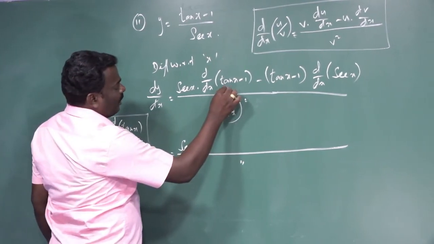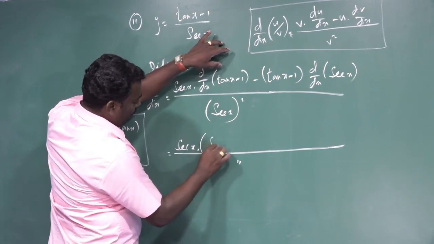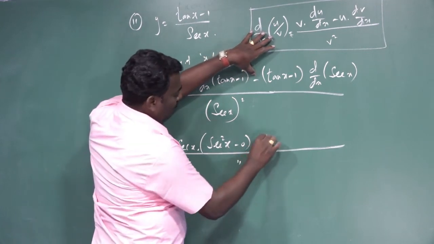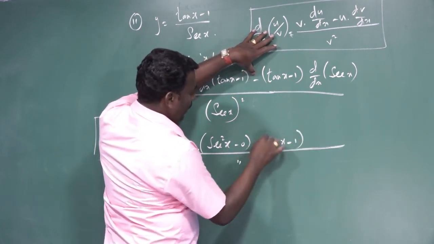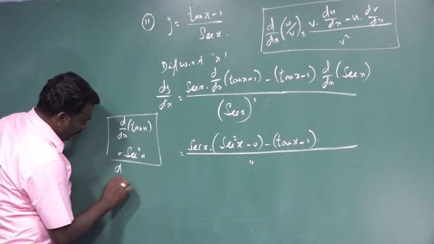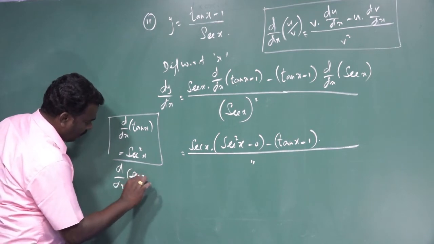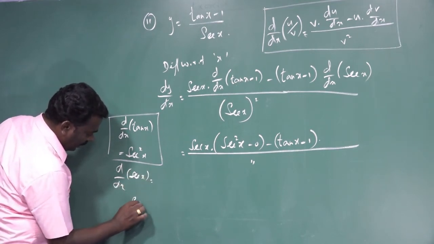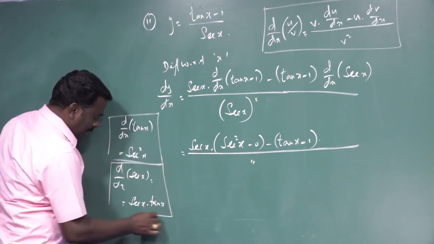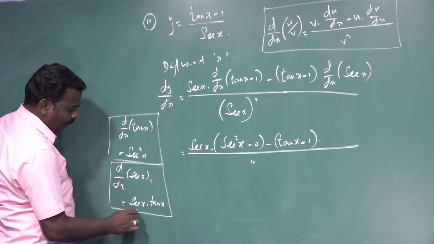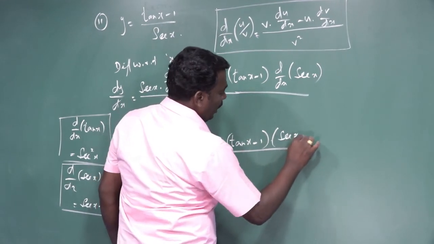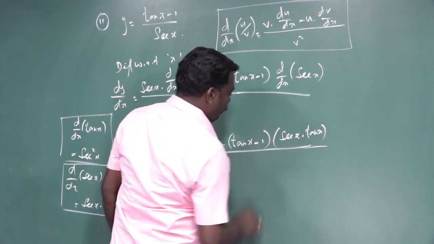Therefore the derivative of tan x becomes secant squared x, minus the derivative of the constant term, which is 0, minus tan x minus 1 as it is, times the derivative of secant x. The derivative of secant x with respect to x is secant x into tan x.